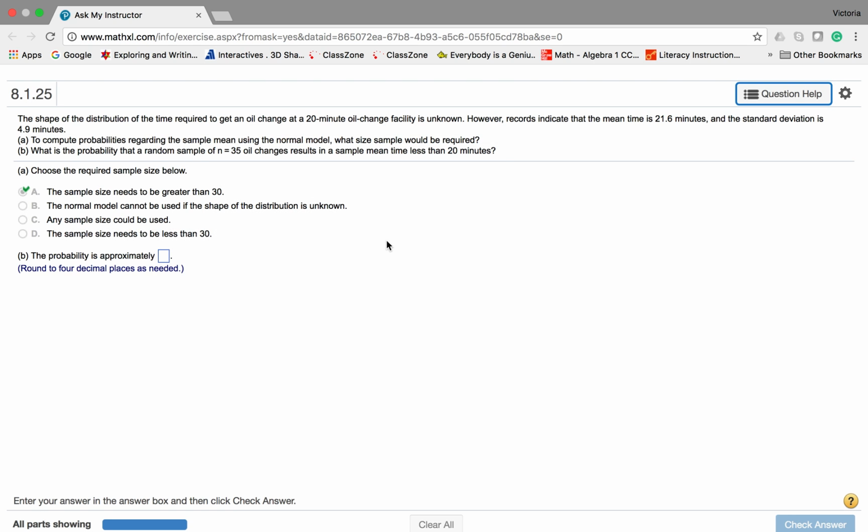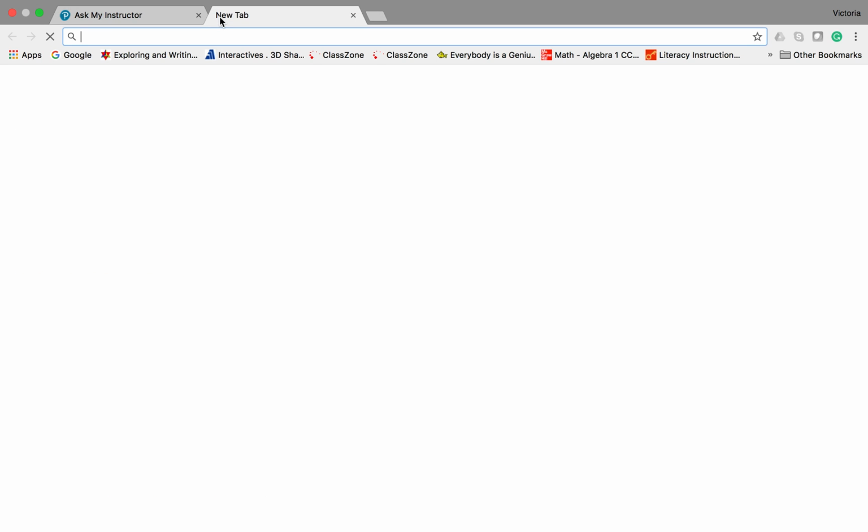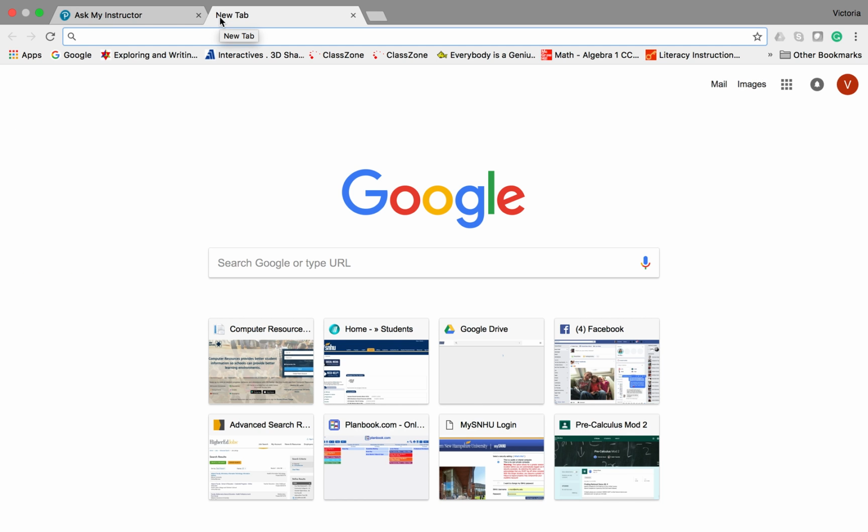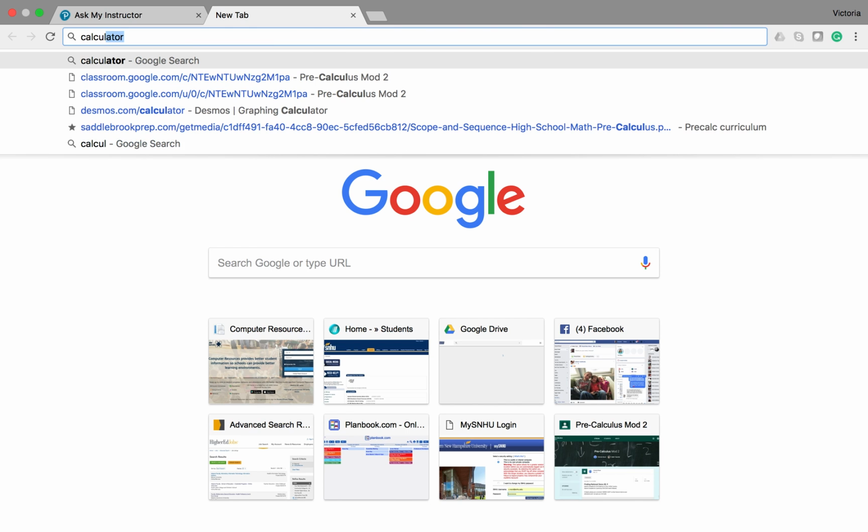Okay, so first of all, we have to find the standard deviation of the sampling distribution. So remember, that means we're going to take this 4.9, which was our standard deviation here, and we're going to divide by the square root of whatever n was. And in this case, we're taking 35 oil changes as our sample. So we're going to do 4.9 divided by the square root of 35. So let me go up here and do that. So let's see, I'm going to go into a calculator.